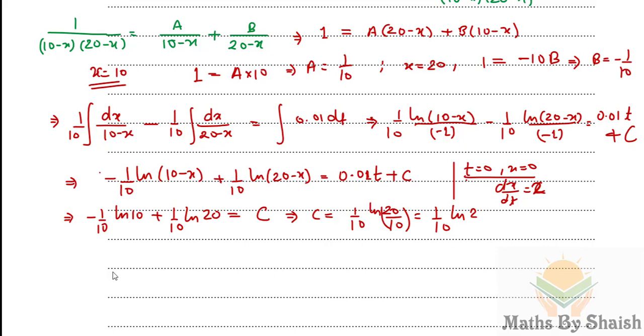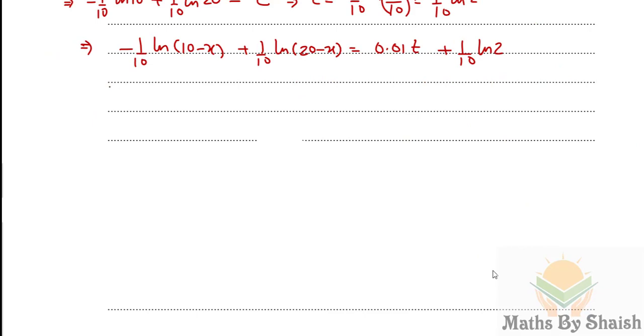So we got the c value, so we'll replace it, and it is minus 1 over 10 ln (10 minus x) plus 1 over 10 ln (20 minus x) equals 0.01 t plus 1 over 10 ln 2. Let me scroll it up. Now this is the solution, but we are going to write x in terms of t.